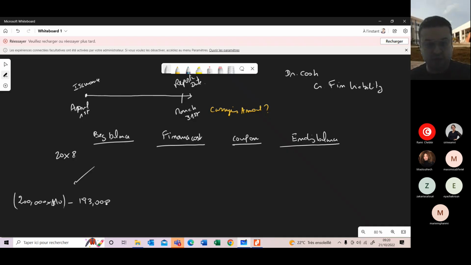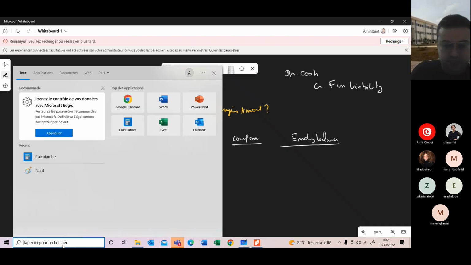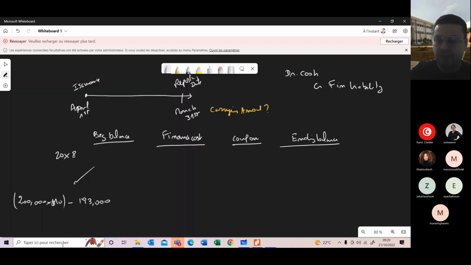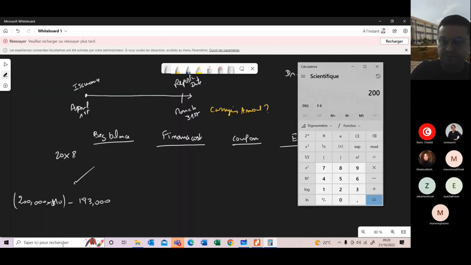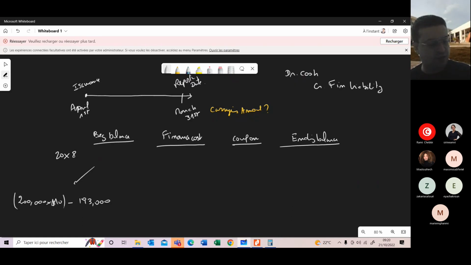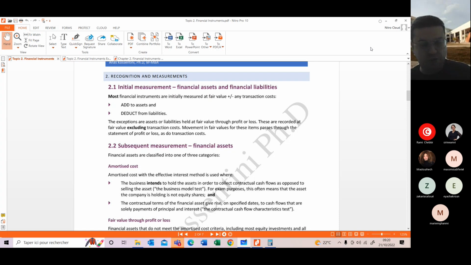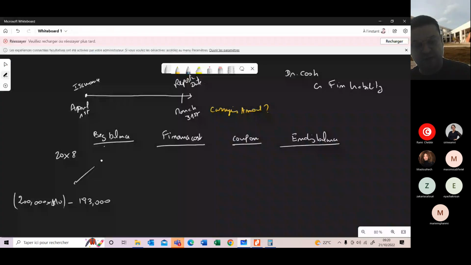That's correct. So let's do the count. Let me use the calculator. So we have 2 million minus 193,000. So it's 1,807,000. Okay, so we're going to work on this, saving the beginning balance. So it's 1,807,000. Let's say 1,807 to save the zeros.